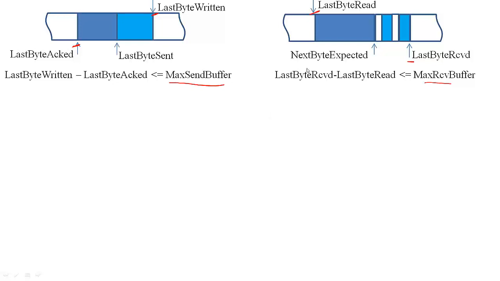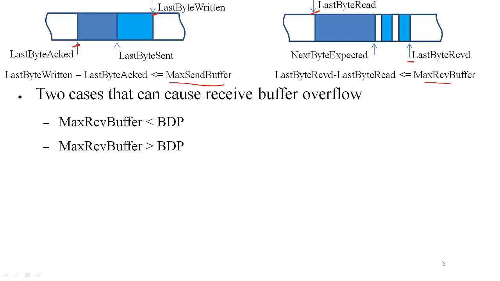Now let's focus on the receiver side. You tell me what cases can arise which can cause this receive buffer to overflow. There are actually two cases that can cause this. One, if you set your maximum received buffer less than the bandwidth delay product. This, as I said, can arise because the receiver is resource constrained. It's not efficient, but what can you do? You don't have enough resources.